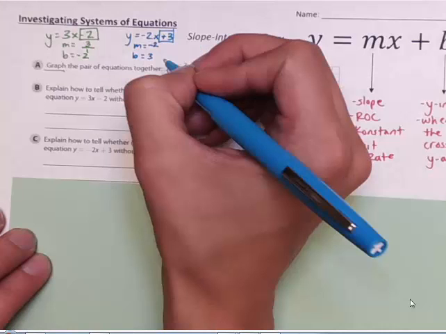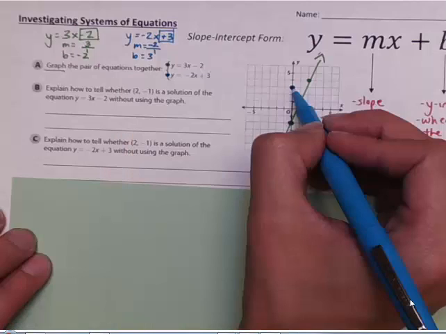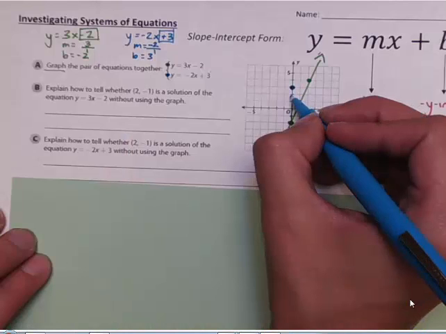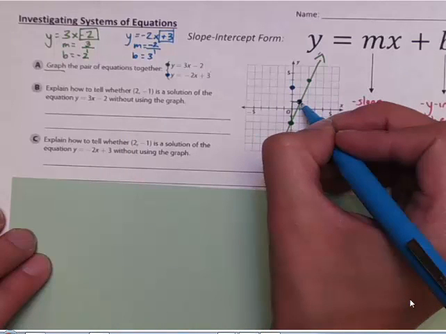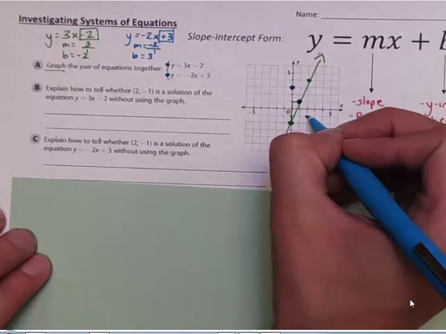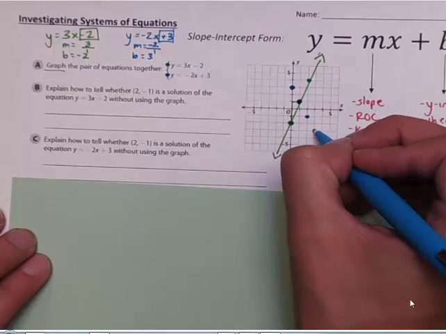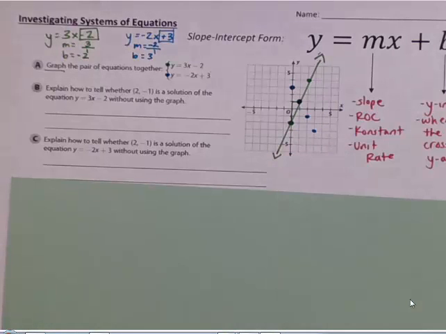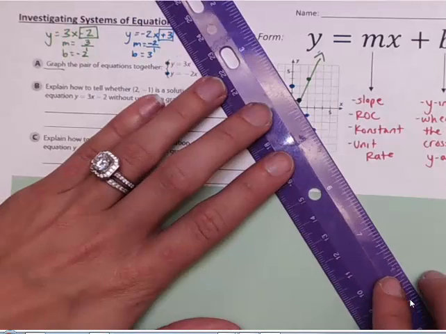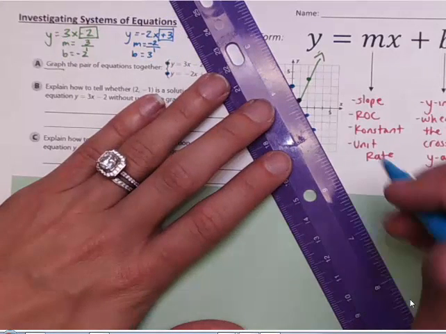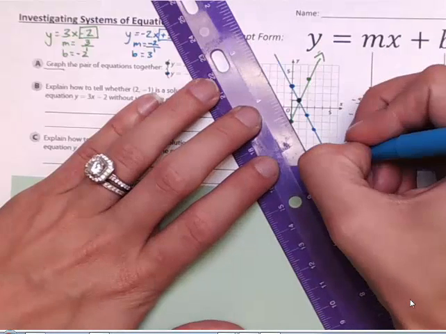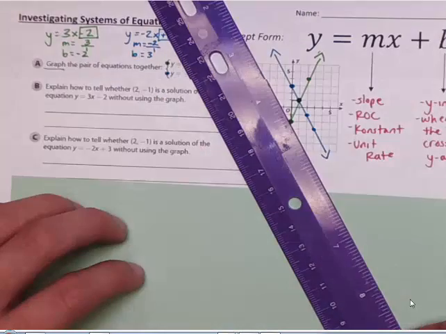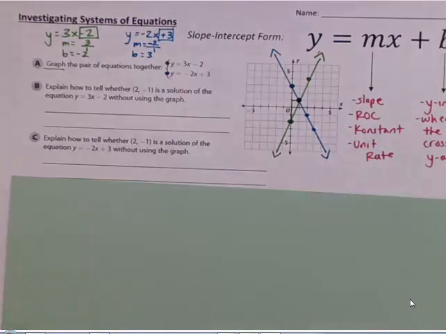So from my y-intercept, I'm going to go down 2, over 1. Down 2, over 1. Down 2, over 1. And connect those points and put arrows on the end to show that it is continuous. So those are my systems. That's my system of equations with my two linear equations.